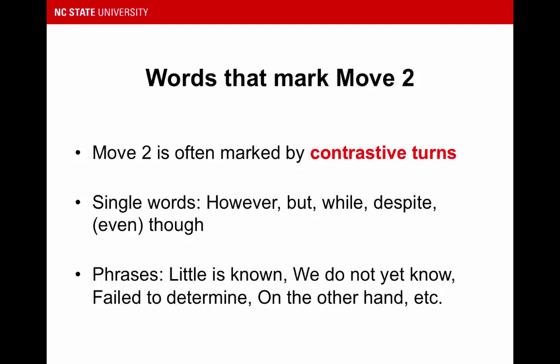You could also use some phrases to establish that there's a gap in the research or that current research needs to be extended. Those phrases include the idea that little is known about a certain topic, or the outright statement, we do not yet know, or by stating that previous research failed to determine some particular result, or by saying, on one hand, we know this, but on the other hand, that work didn't establish that. So there are some very common words that you can rely on here to complete your Move 2 successfully. Again, let's look at a couple of examples of this in practice.